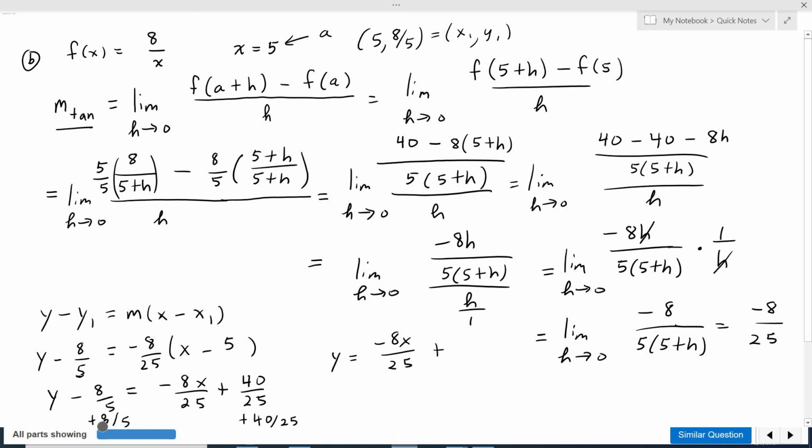Now notice 8/5, I added 8/5 to both sides. 40 over 25 is equal to 8/5, you can reduce this to 8/5. So I'm adding the same thing to both sides. But again, I need to write it like this so I can have a common denominator. And so it appears that you get 80 over 25. Okay, and you might be able to reduce this some.